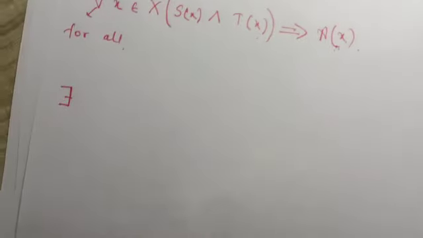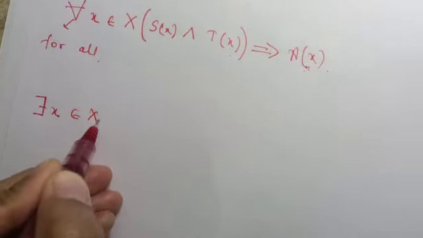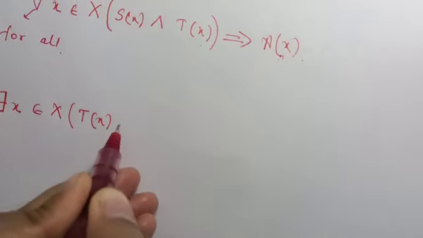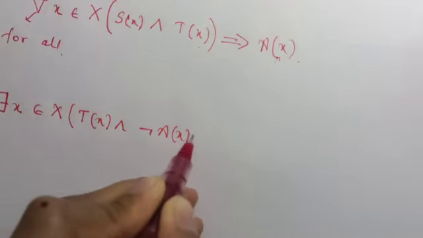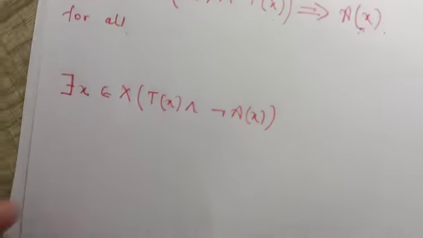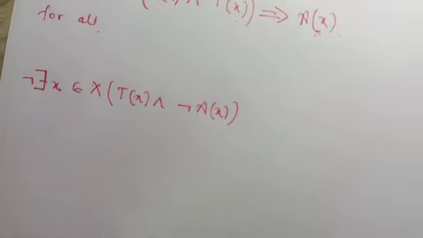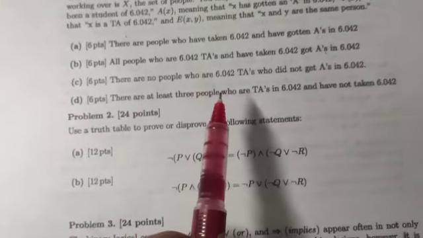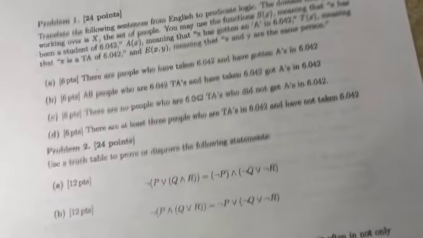So here there exists X who is an element of the set of people, and they are an element of T of X, but they did not get into this function, right? And now in the end, simply we can just say there are no people. We have put a negation here, so we're good, right? So that's how you deal with the sentence that says there are no people who are TAs of 6.042 and did not get an A in the course.